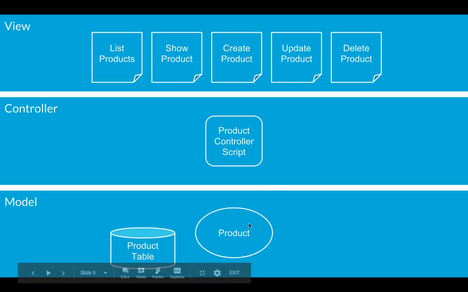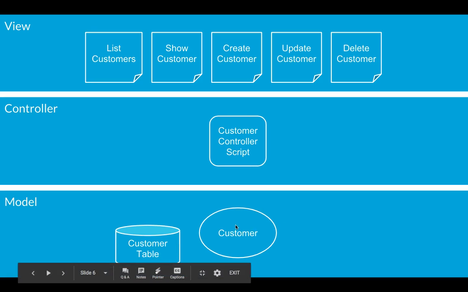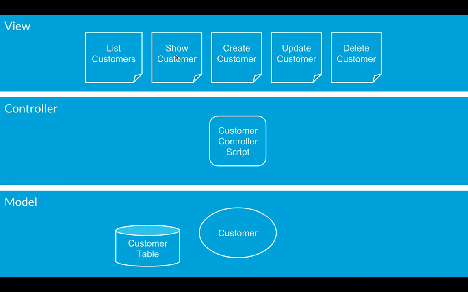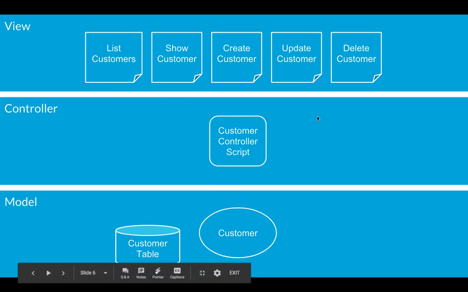Now, imagine in our online shop application, we have a customer domain object. Now, the customer is going to need a customer table. It's going to need a web page to list the customers, a web page to show the customer details, a web page to create a customer, a web page to update a customer, and a way to delete a customer. And you can see how there's a pattern emerging here.